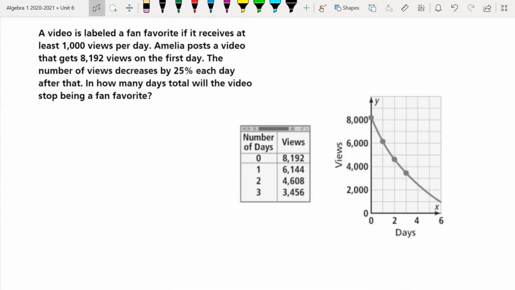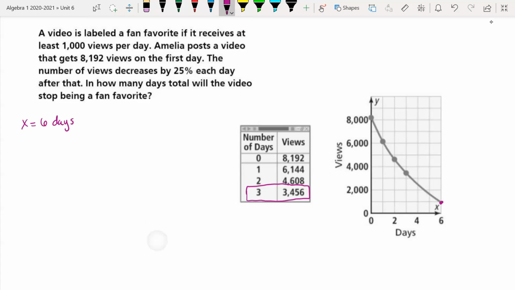So it says a video is labeled a fan favorite if it receives at least 1,000 views per day. Amelia posts a video that gets 8,192 views on the first day. The number of views decreases by 25% each day after that. In how many days will the video stop being a fan favorite? So we're going to figure out how many days it will take to be below 1,000 views. Well, we already know after 3 days, it's going to be at 3,456, right? So if you look at my chart over here, it looks like we could try 6 days and see what that gives us.